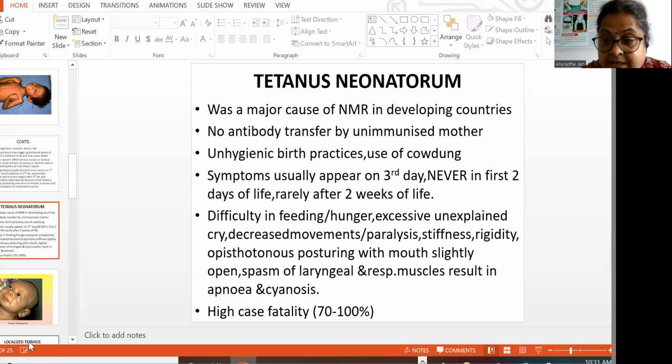So initially the parents are not able to understand why the child is crying and why he is not taking feeds. But as the spasm of the muscles starts, or sometimes it results in cyanosis and apnea, then they run towards the hospital. Then they understand that something is serious. So there is high case fatality, that is 70 to 100% if untreated in these cases.